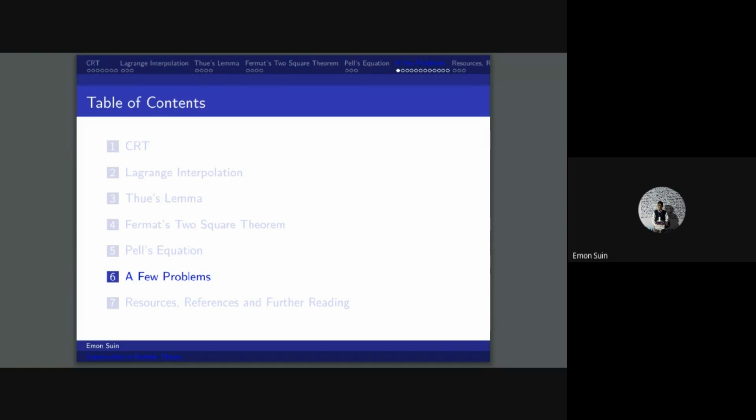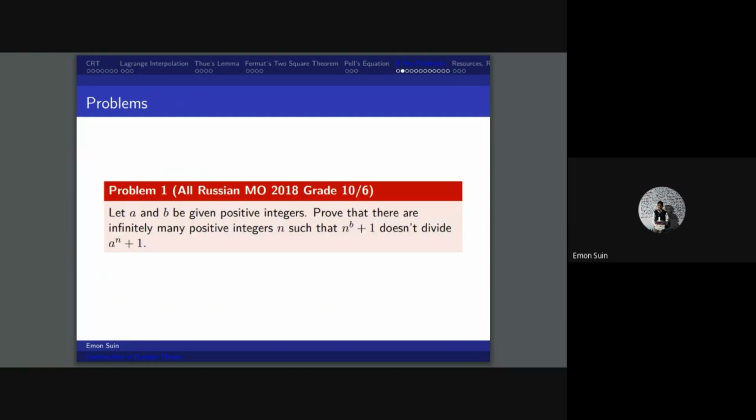I don't think so. For the last 30 minutes or so, I will be doing some problems. Try to do 2 or 3, but okay, let's see. So first try this.